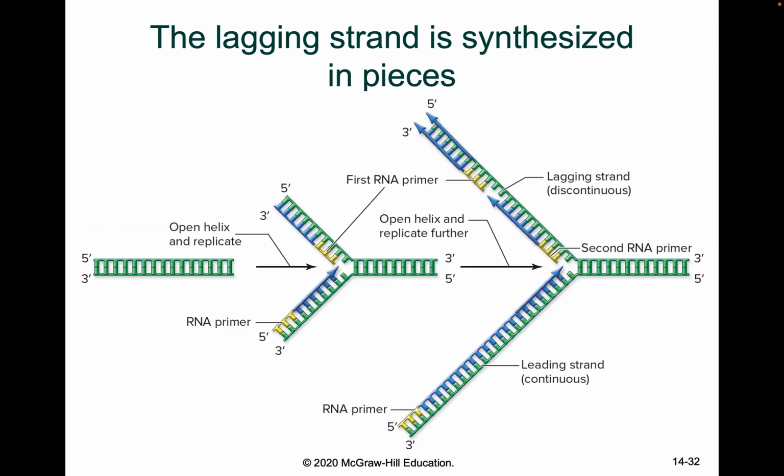So as we said, we have a leading strand that's one go and a lagging strand that is discontinuous. So you have multiple RNA primers and multiple parts of DNA being synthesized. So one here and another one here, and if this continues, you'll have more and more RNA primers.